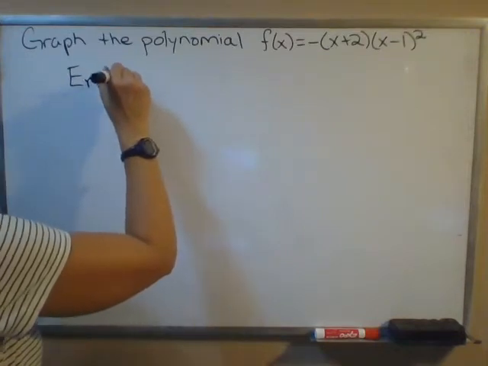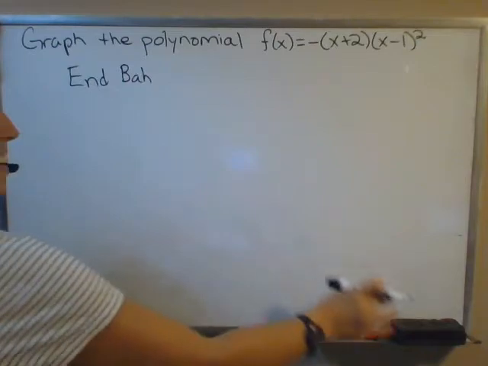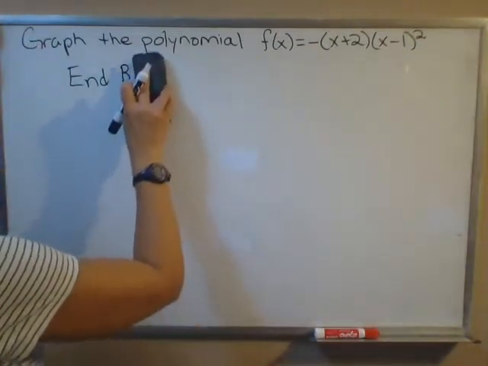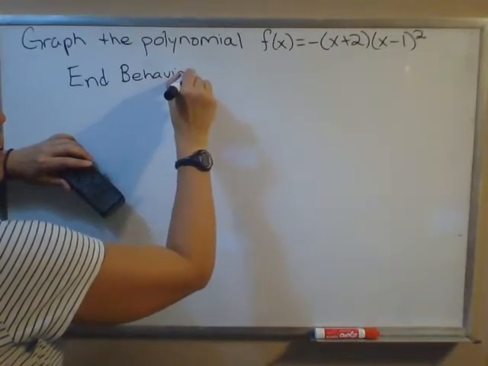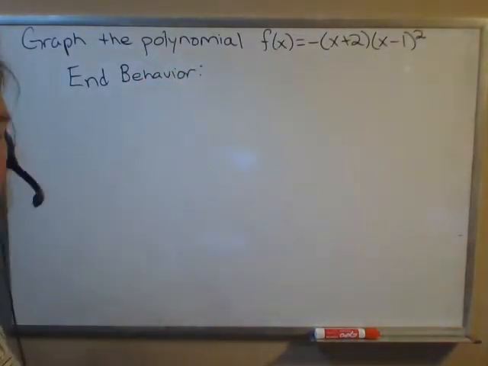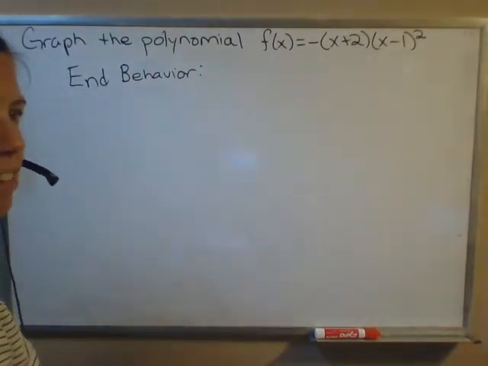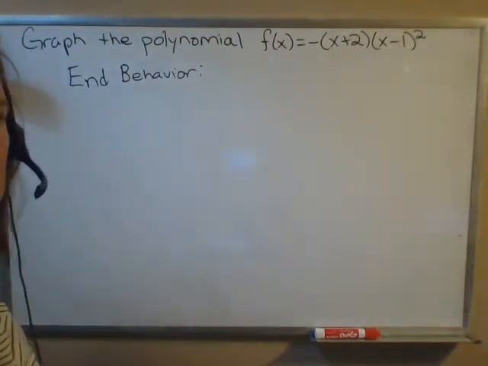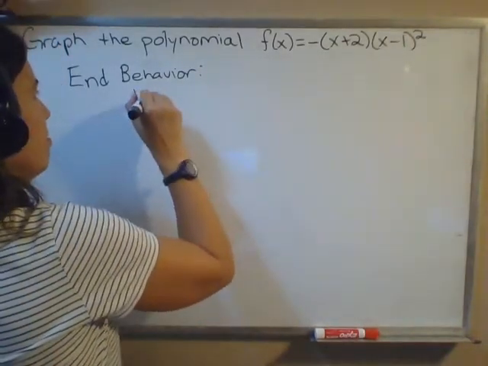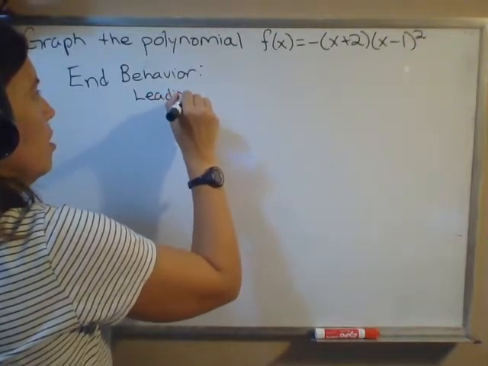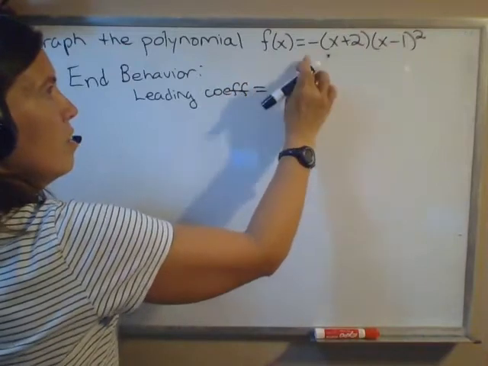End behavior is determined by the leading coefficient of the polynomial. So it's nice that this thing's in factored form. The one thing that gets a little trickier when it's in factored form is identifying the leading coefficient. It's not too bad here though. The leading coefficient in this case is -1.